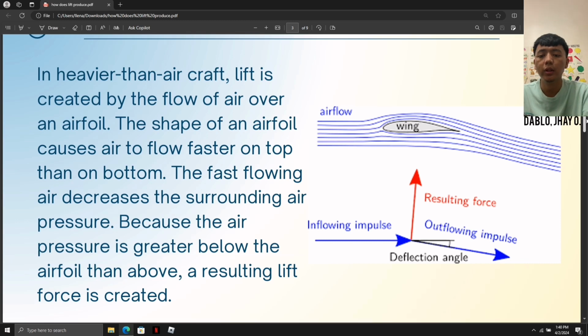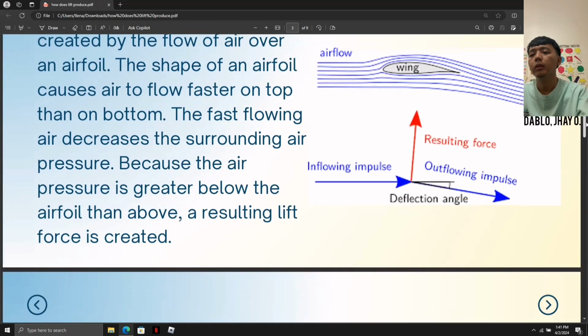Lift is produced on an aircraft primarily due to the shape of its wing and the air that flows over and under them. When air moves faster over the curved upper surface of the wing compared to the bottom surface, it creates lower pressure on the top and higher pressure below, generating lift according to Bernoulli's principle. Additionally, the angle of attack of the wing and the deflection of air downwards also contribute to lift production through Newton's third law of motion.